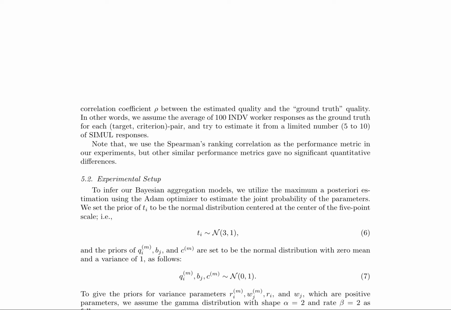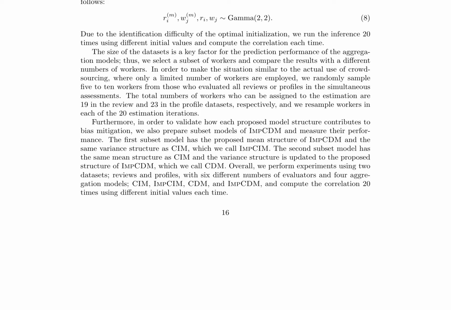To infer the Bayesian aggregation models, maximum a posteriori estimation is employed with the Adam optimizer. Specific prior distributions are set for the parameters, including normal distributions for T, Q_m,i, B_j, and C_m,j, and gamma distributions for variance parameters R_m,i, W_m,j, R_e, and W_j.